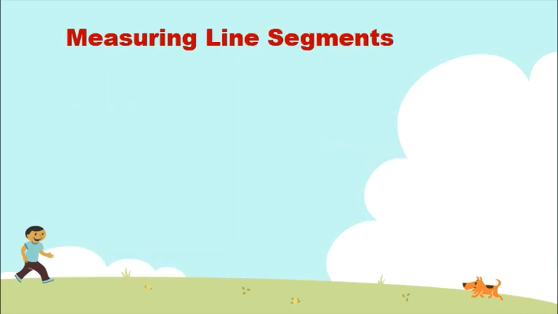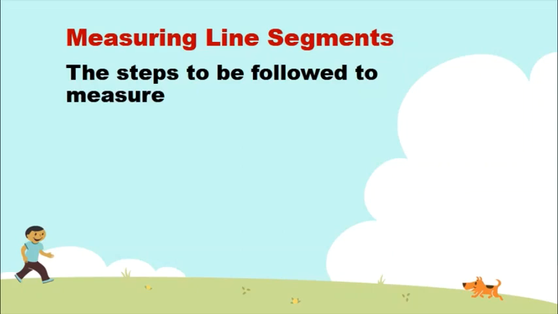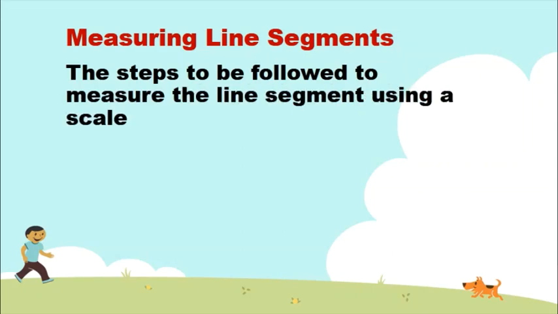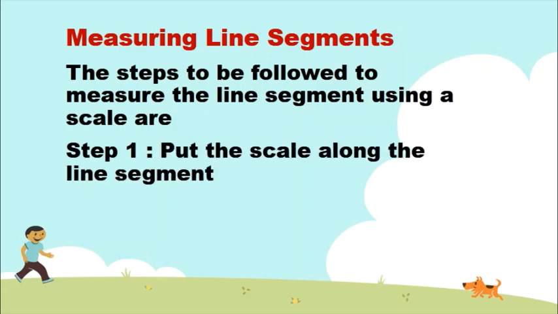Children, now let us learn how to measure the line segment. The steps to be followed to measure the line segment using a scale. Step 1. Put the scale along the line segment to be measured. What we have to do, children? We have to take the scale and put it along the line segment to be measured.